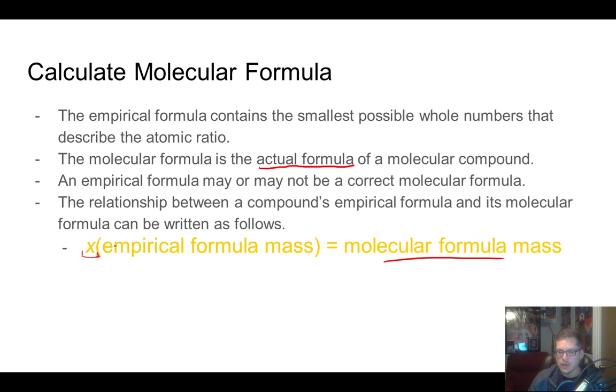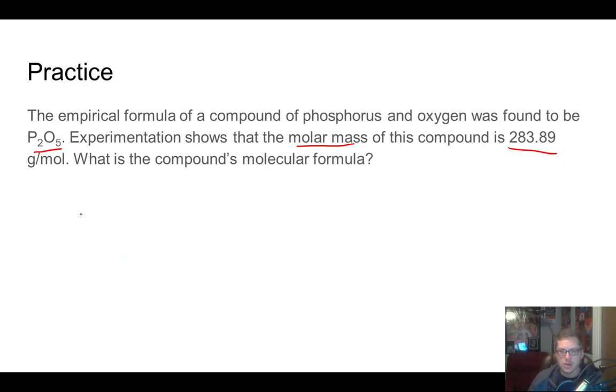All right, so that's this side of the equation. Now we want to find x, so that means we need to calculate the empirical formula mass. In order to do that, we have to use the periodic table and our empirical formula. P2O5 has 2 phosphoruses and 5 oxygens. We're going to look at the periodic table and add up all of these elements' formula masses together. So we've got 2 phosphorus, and phosphorus has a molecular mass of 30.974, so we'll say 30.97. Then we have 5 oxygens, so 5 times 16.00.